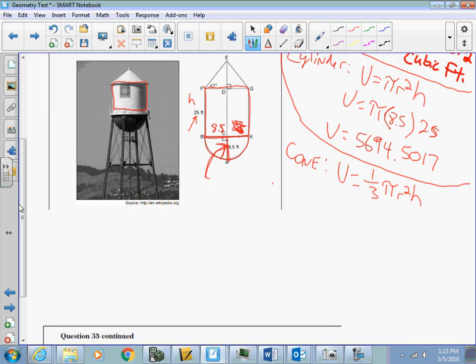Now, for this formula, we need the height and the radius. So let's go to our cone, which I'm outlining here. Now, we have the radius, because that's going to be the same thing here, so it's 8.5. So we have the radius, but we do not have the height. The height is represented by what I'm pointing to right here.